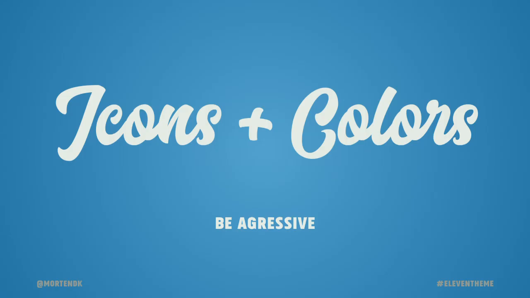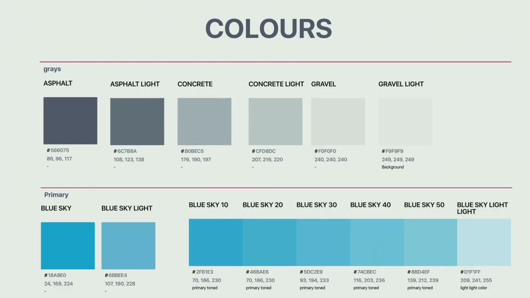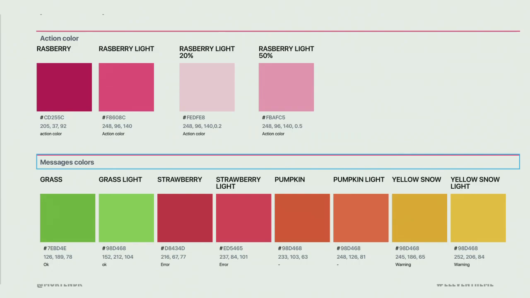Icons and colors. So the way I built around this 11th theme was basically saying, let me start by defining a color palette. Not saying this should do everything, just a simple color palette. So I have my different colors based on asphalt and concrete and gravel, and I have a blue sky because you need blue because we're in Drupal world, right? I have raspberry and I have grass and strawberries and pumpkins colors and even yellow snow as a color, which again is just my dumb sense of humor, which suddenly came in and now is written in every CSS variable in this whole system.